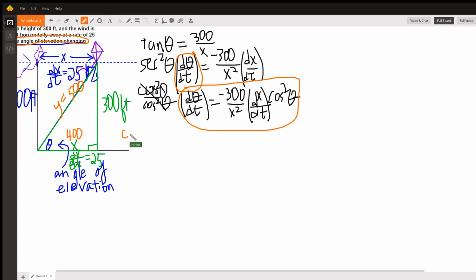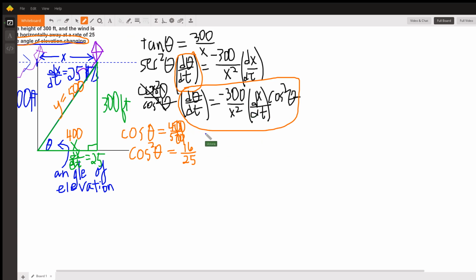And then we can write the cosine of the angle. It's adjacent over hypotenuse. So that just equals 4/5, and I need it squared. So the cosine squared of theta is 4 squared over 5 squared. And now I think I have everything I need to plug in.